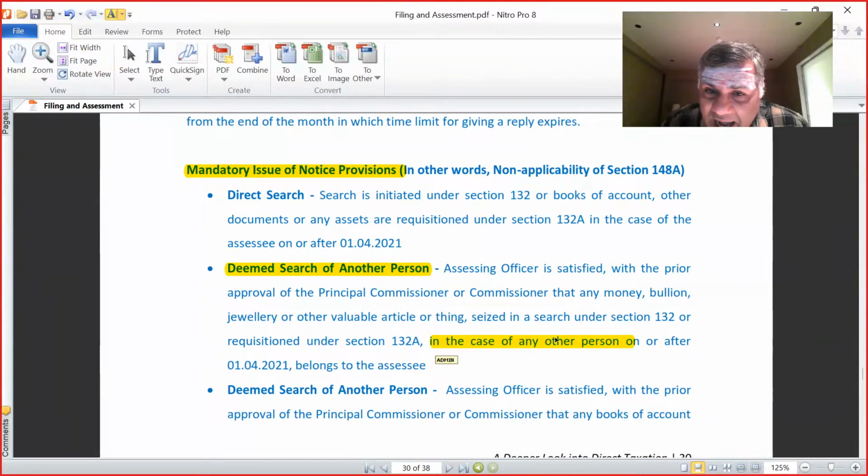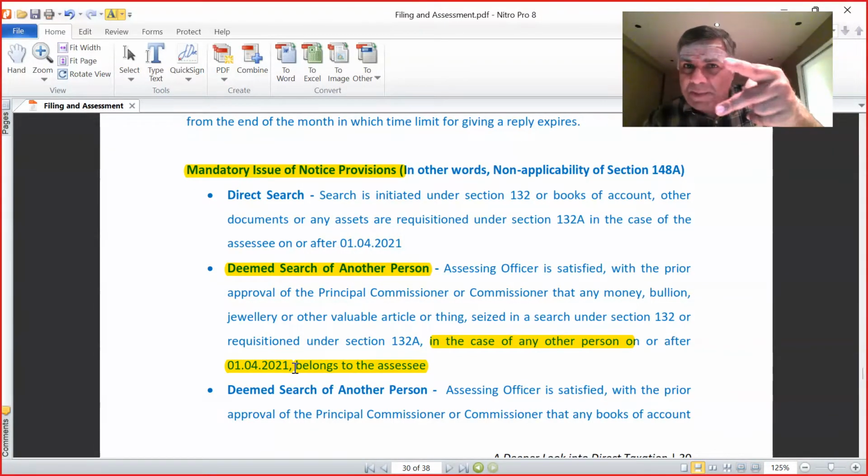In the case of any other person, other than the one who is searched and seized, it belongs to the assessee. Why this provision? Because everything is a Finance Act 21 amendment. Before this we had three sections: 153A, 153B, 153C. 153A, assessment of that particular assessee. 153B, notice time limit. 153C, assessment of some other person if it belongs to or pertains to. Now it is merged. Everything is merged with reassessment.